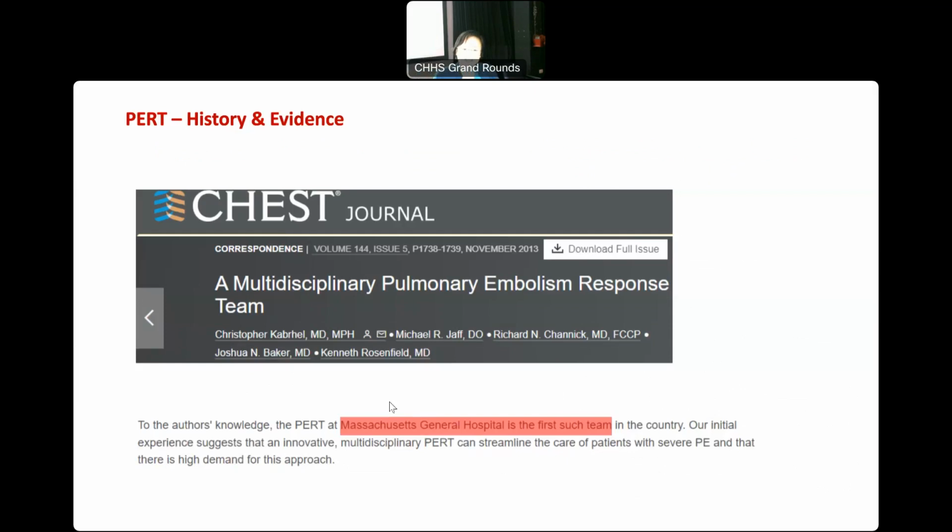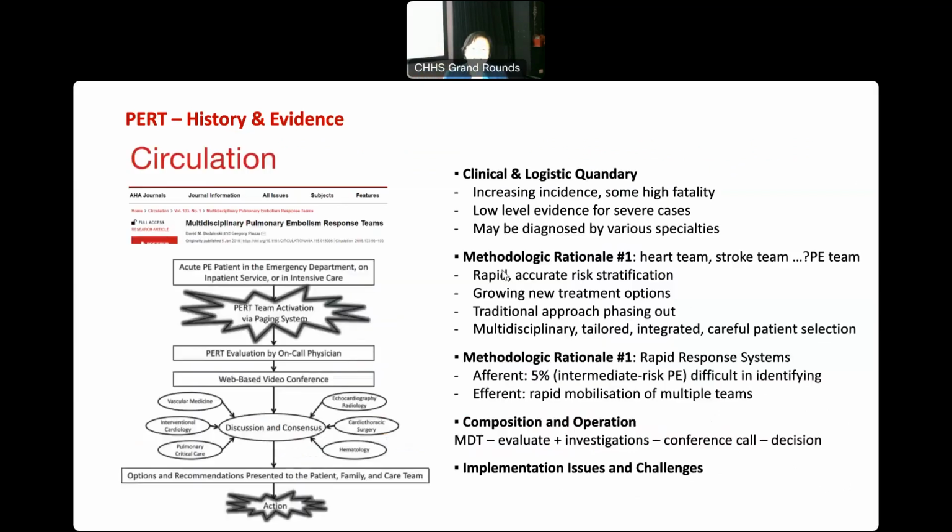History of PERT. The very first PERT started at Massachusetts General Hospital in 2013. In 2016, they published the rationale for why and how they organized the PERT. I'm not expecting to convince you just by all their reasons, but I think it's important to go through them. Firstly, there is a high and increasing incidence of PE, and some cases have very high fatality. There is very limited evidence about those severe cases, and in fact, we need to save them.